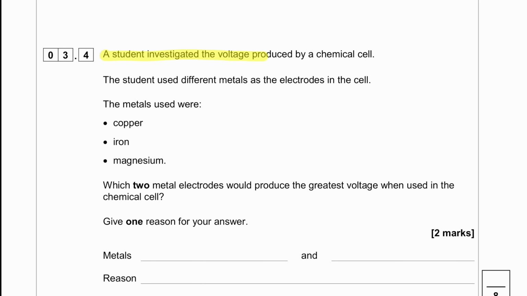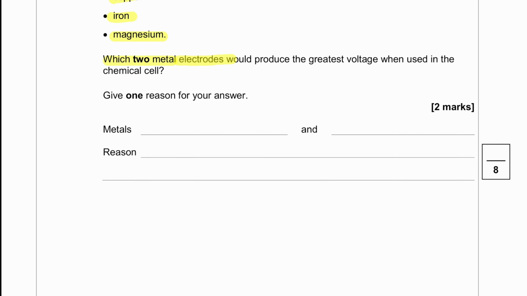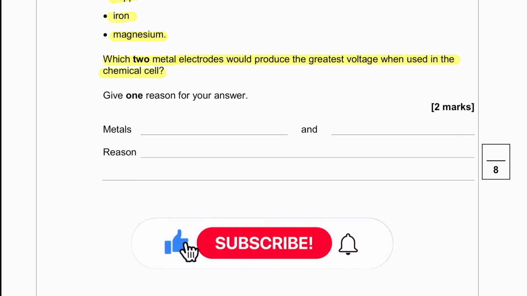A student investigated the voltage produced by a chemical cell. The student used different metals as the electrodes in the cell. The metals used were copper, iron, and magnesium. Which two metal electrodes would produce the greatest voltage when used in the chemical cell?